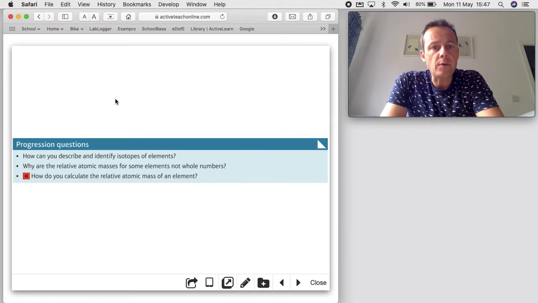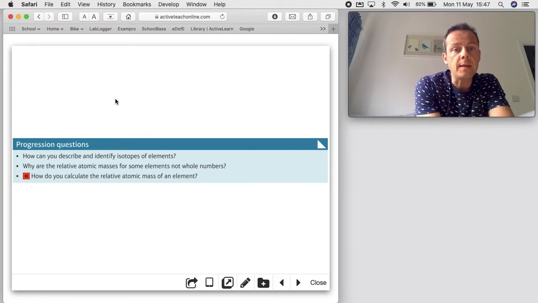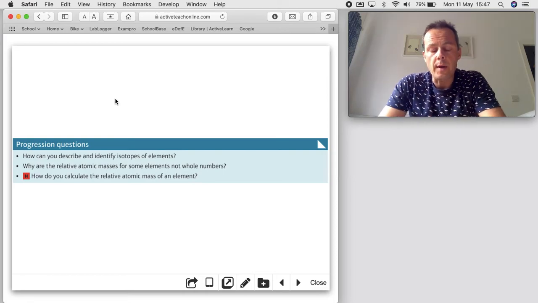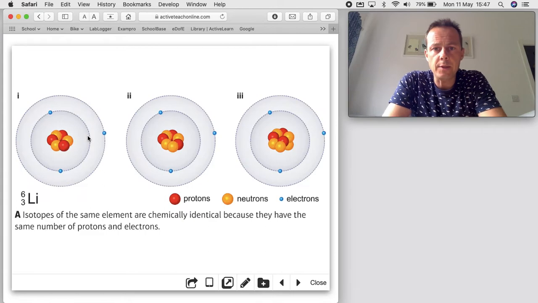First of all is how you describe and identify isotopes of an element. We're then going to look at the relative atomic masses for some elements and explain why they're not whole numbers. And for the higher candidates, how do you calculate the relative atomic mass of an element when we are looking at isotopes? So if we go back to looking at a model of an atom.